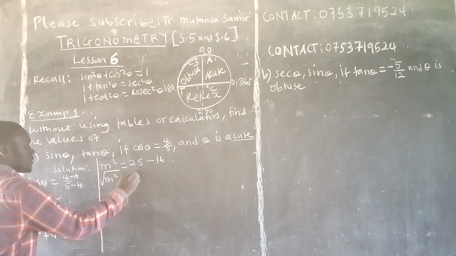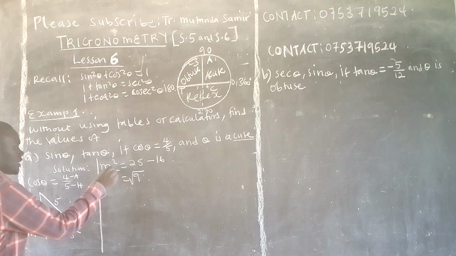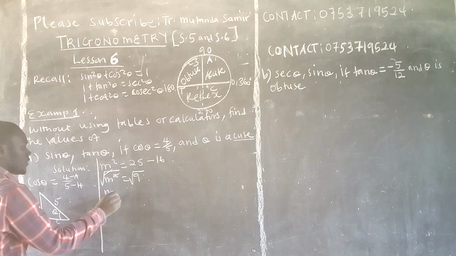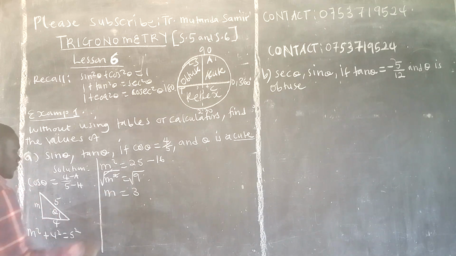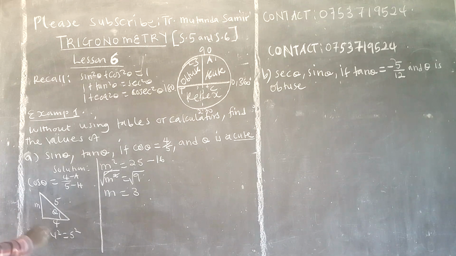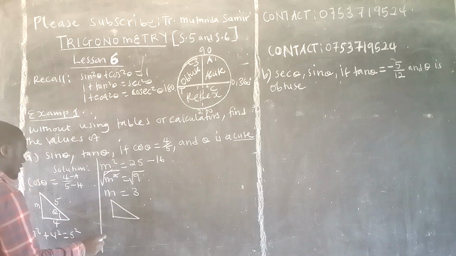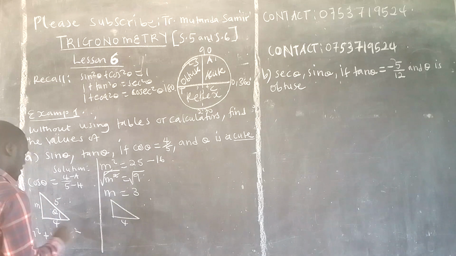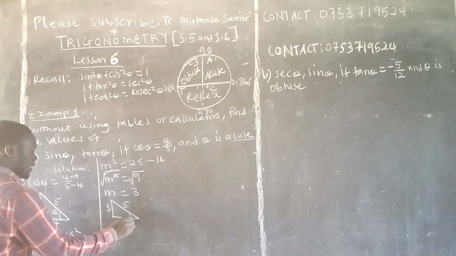Introduce a square root, put the square root on both sides. So it means that this will cancel with that. Then we shall have value of m is equal to 3, or square root of 9. Then that means that for this side, we shall have now our triangle. Now all the sides are known. We have here 4, we have here 5, and then we have here 3. But here we have theta.